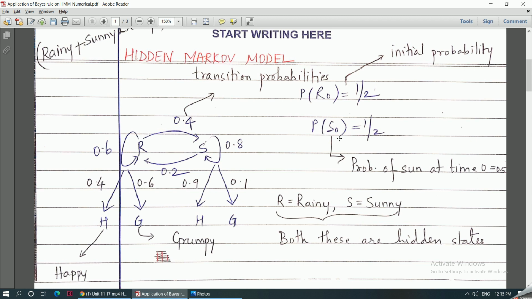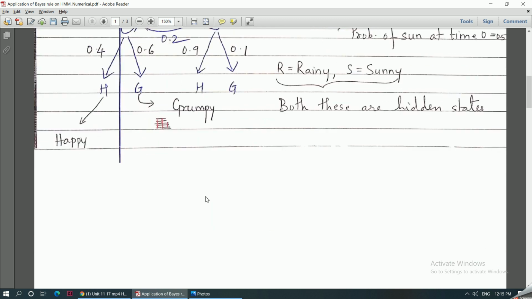Initial probabilities are given. Probability for rain 0 is 1 by 2 or 0.5, and probability for S0, that is sunny at day 0, is 1 by 2 or 0.5. The ones that you can see over here are your transition probabilities, and these are nothing but your emission probabilities. Okay, so now coming to the question.